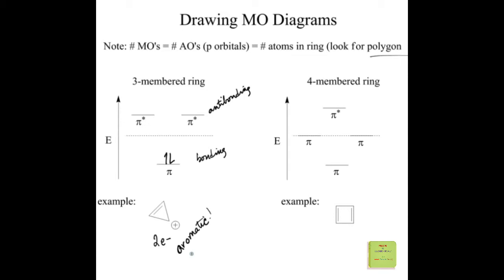So that's why 2 is a magic number in cases like a 3-membered ring, because all you need is 2 to fill in all of the bonding orbitals. Okay, how about a 4-membered ring?